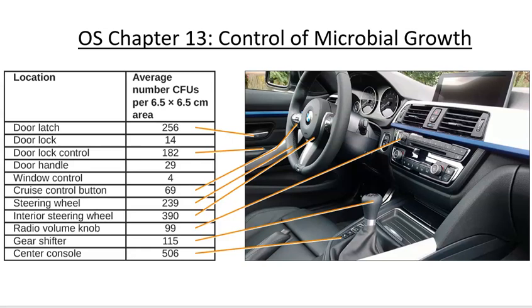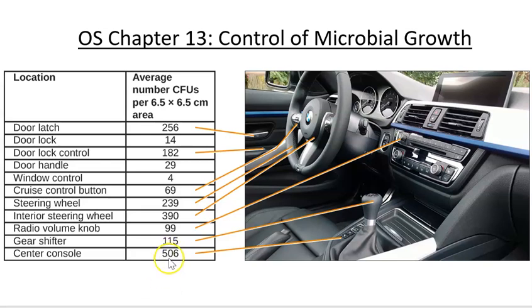In this video, we're going to take a look at some different ways that we can use to control microbial growth. And this goes back to this idea. If you look at this figure here, you can see that the interior of your car has got some really dirty places. And if we look at the average number of colony-forming units, or remember a CFU is a single cell, you can see that there's a wide variety of different numbers of cells that were found when they measured it. Looking at this, there's some dirty places out there.